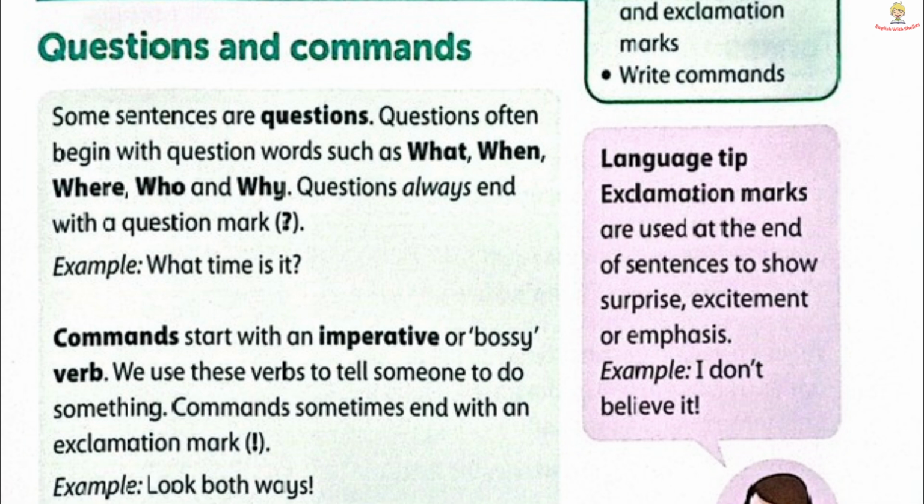Commands start with an imperative or bossy verb. We use this verb to tell someone to do something. Commands sometimes end with an exclamation mark. So command sentences are the sentences in which we give an order to someone to do something, like in class when the teacher says sit down, so this is a command. These types of sentences start with a bossy verb, for example, look both ways. So here the word look is a verb, and in sit down, sit is also a verb.